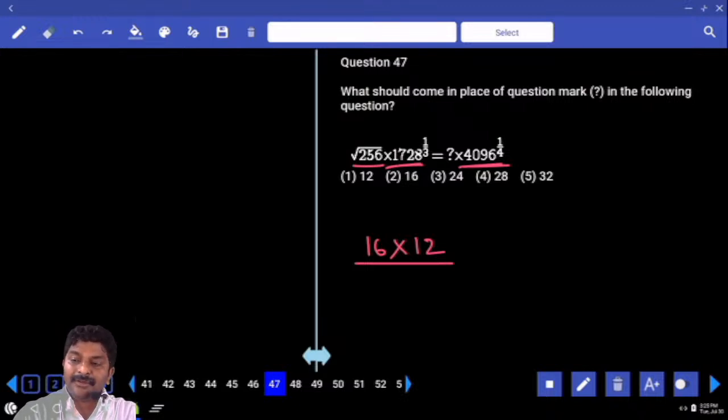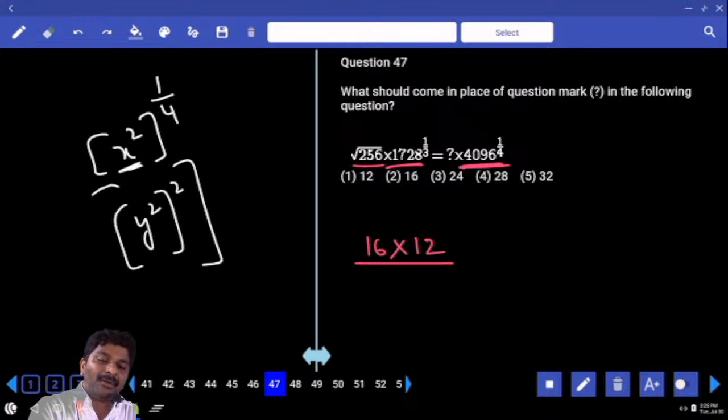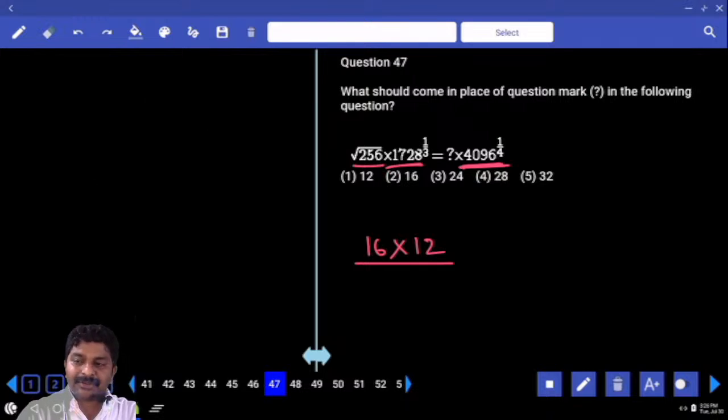So now, first you need to identify this number as a square, x square, and then I'll write the exponent to the power of 4. And x, I will identify again as a square. I'll write it as y square to the power of 2 and whole to the power of 1 by 4 format. Square and square to the power of 4, power 1 by 4 gets cancelled. Understood? So write this 4096 as a square first. What is 60 square?